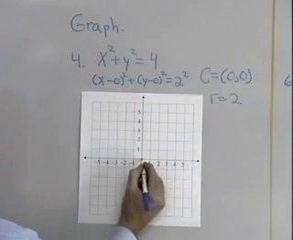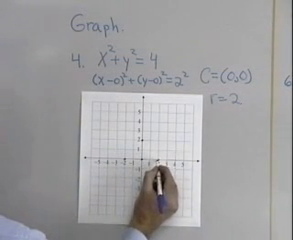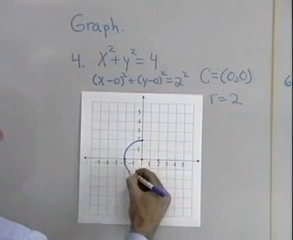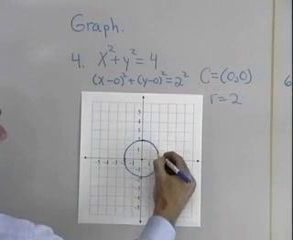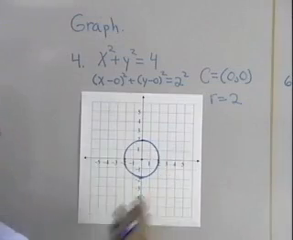Okay, so here's the center right here. The radius is equal to 2, so I go 2 units out in every direction from the center at (0, 0), and see if I can draw a reasonable circle here. That's not too bad. There's a circle with a center at the origin and a radius of 2.